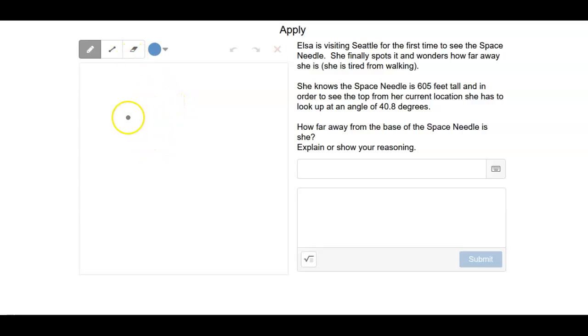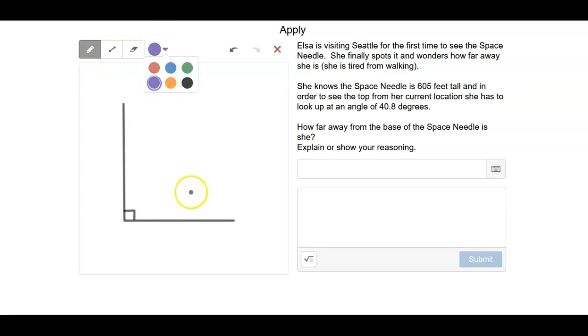So, we're going to draw the Space Needle. Let's maybe use a straight line and maybe change our color. All right, so here's the Space Needle, and we're assuming that the Space Needle is perpendicular to the ground. So, the Space Needle and the ground are perpendicular to each other. So, here's Elsa over here. Elsa's purple. She's a purple people eater.